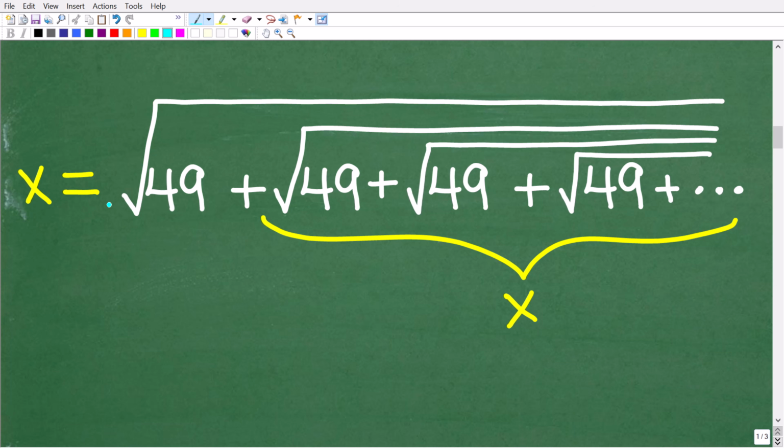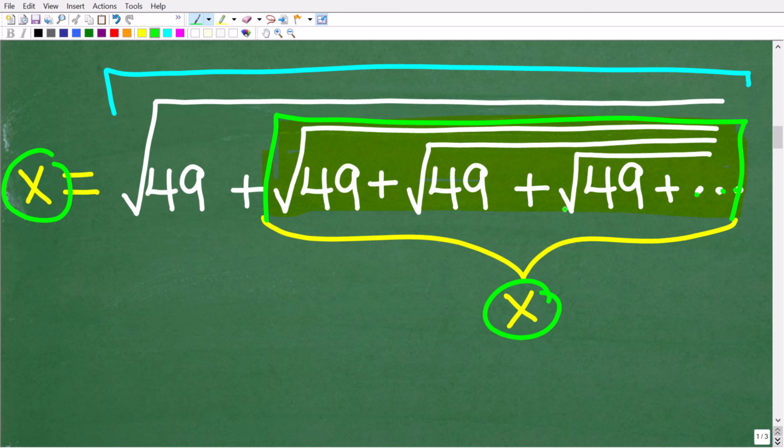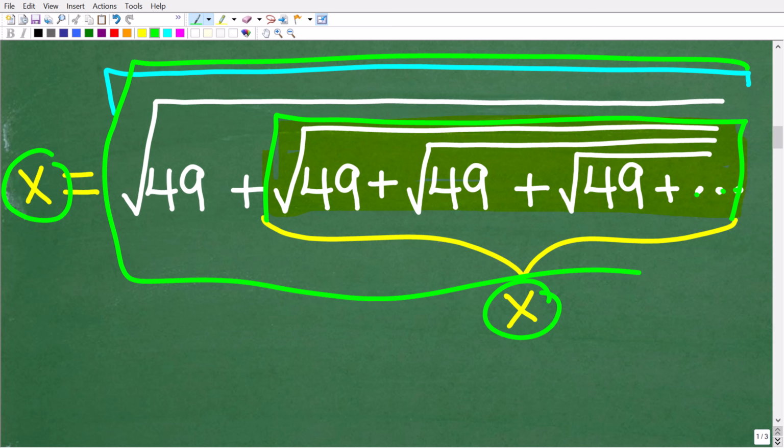So if we're going to say that x is equal to the square root of all of this right here, this entire value, well, if you notice this part of the problem right here, this 49 plus the square root of all of this right here is also x. In other words, whatever this is, this x represents the entire value of this indefinite sum. But you can see here that this is also x. It's the same pattern. So this thing is equal to this thing right here.